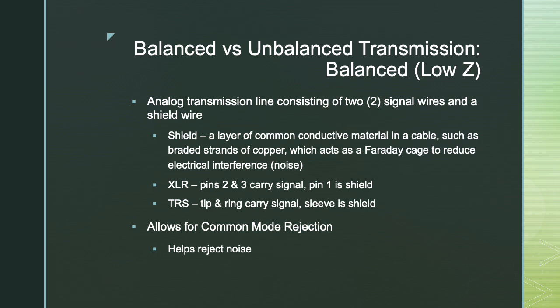In XLR cables, pins 2 and 3 carry the signal. Pin 1 is the shield. In TRS cables, the tip and ring carry the signal. The sleeve is the shield. Balanced cables allow for common mode rejection, which helps reject noise.